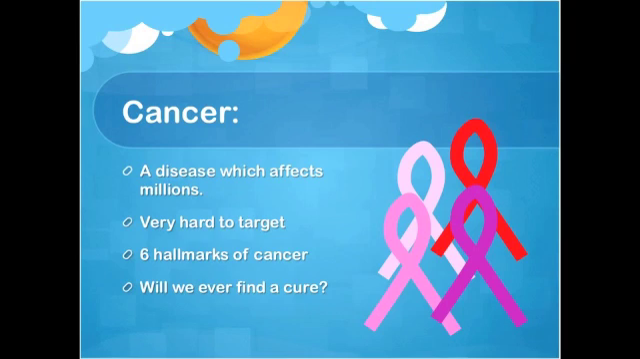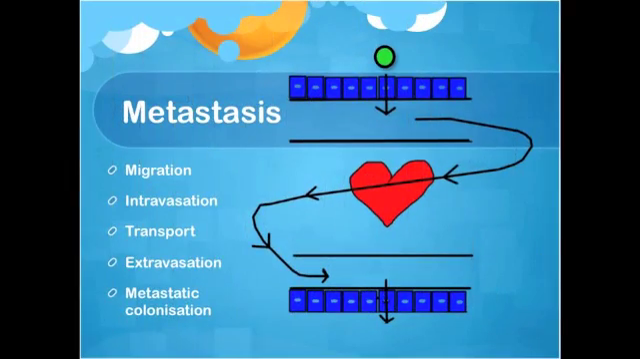2 main factors make it hard to treat cancer. One is that cancerous tumours can metastasize to other areas of the body, and the second is that cancerous cells are our own body cells and so display self-antigens, making them hard to target. Metastasis is one of several hallmarks of cancer.